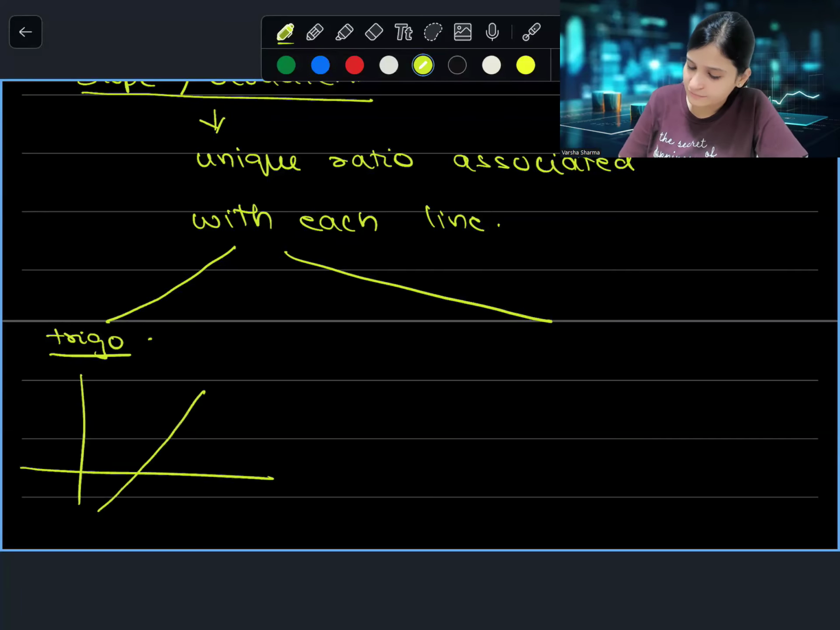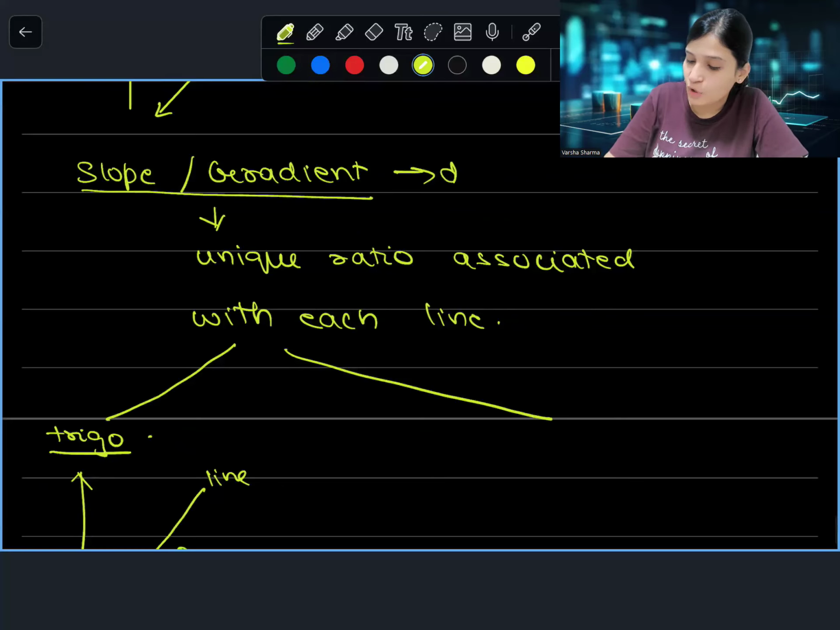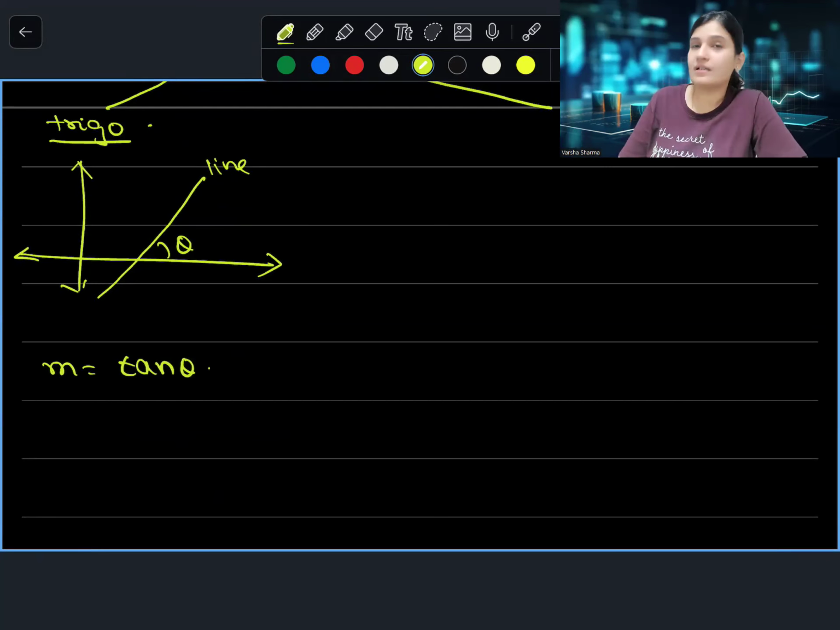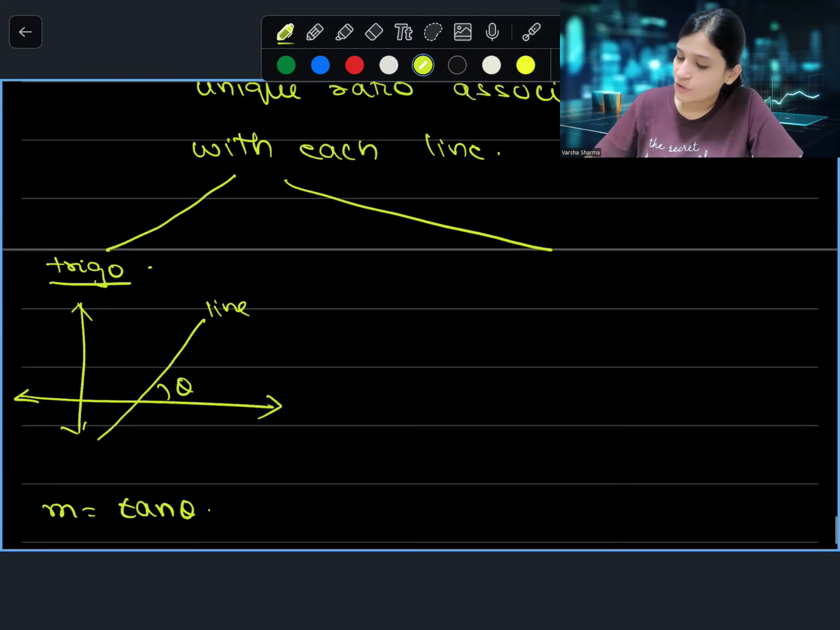So if I have this line and it makes an angle theta, then slope, which is denoted by small m, in that case, our slope will be tan theta. Slope will be tan theta. So tan 0 is 0, tan 30 is 1 by root 3, tan 45 is 1, tan 60 is root 3, tan 90 is undefined. Clear? And using points. This is what we'll be needing.